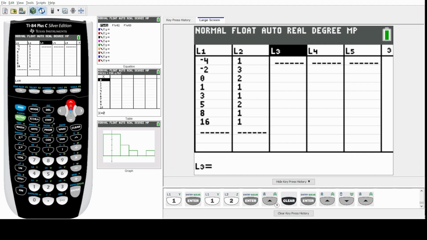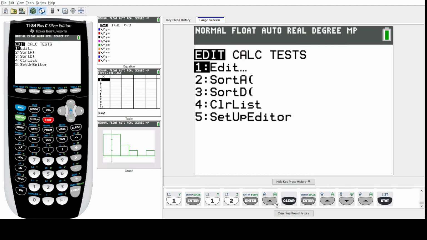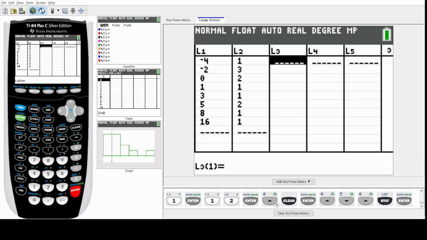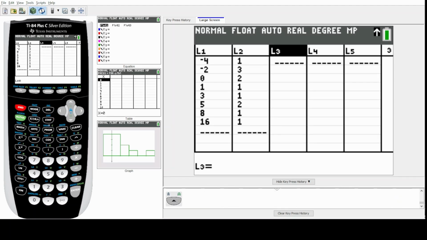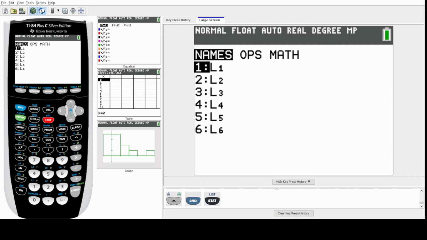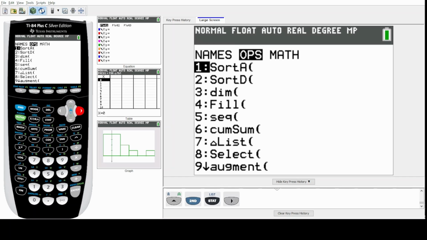And I'm going to go, is it stat? No, it's not stat. Hold on. Stat, edit, come up to the top of the list. Is it second stat? I think that's right. There we are. Second stat. So list. And I'm going to come over here to operations. And I'm going to select number 6, cumulative sum.